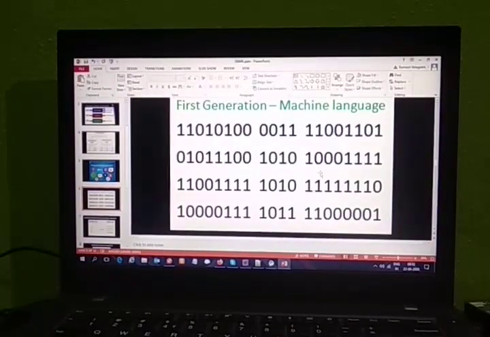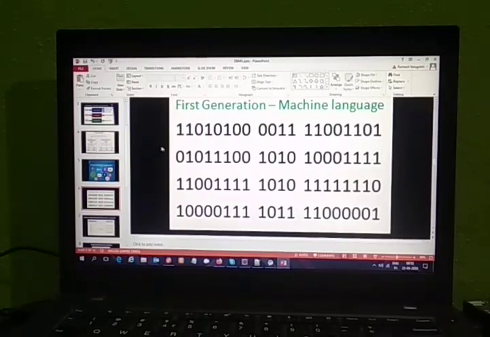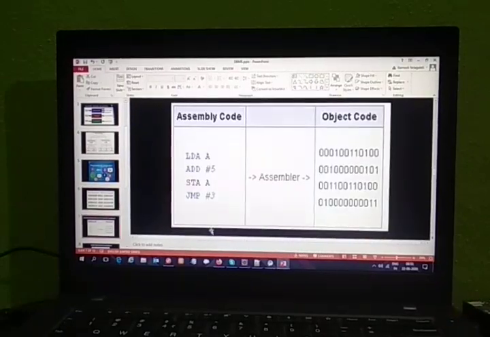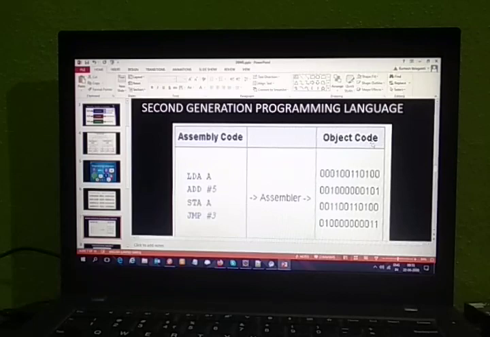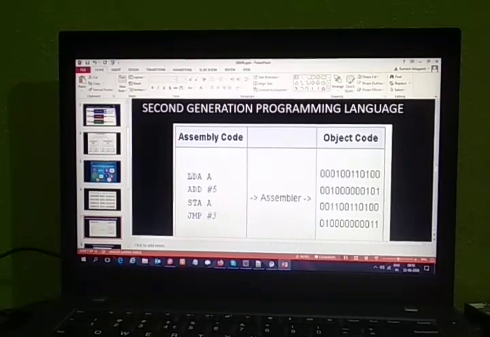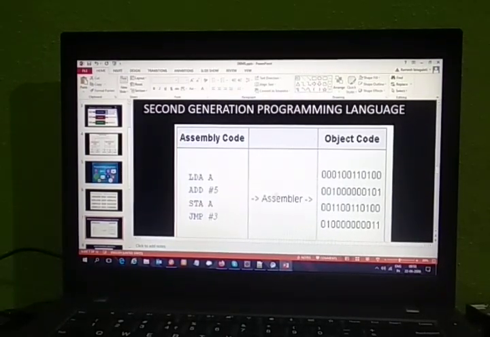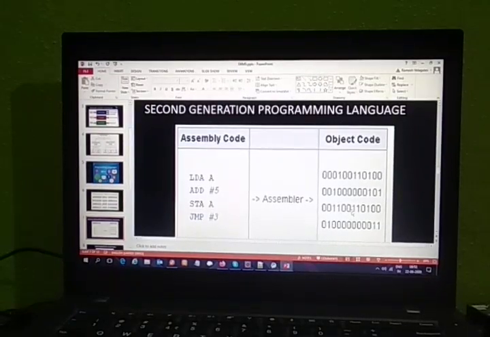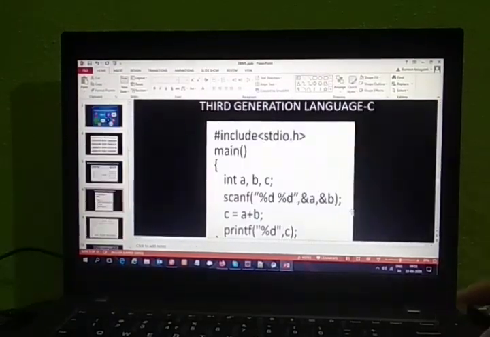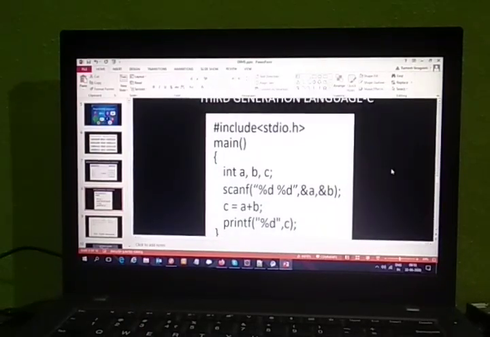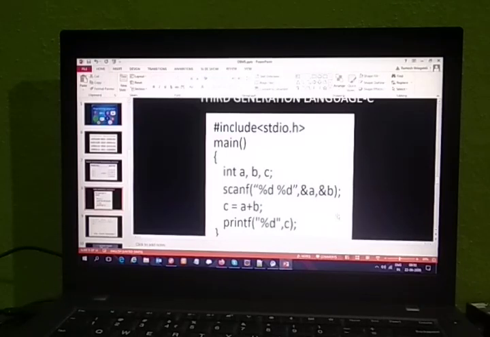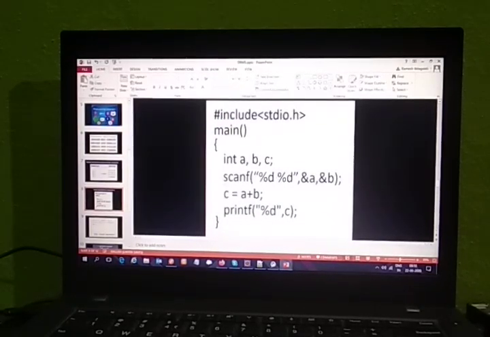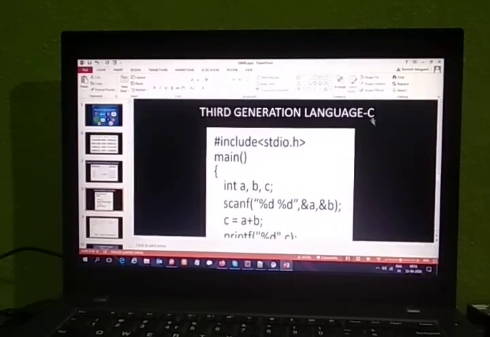The first generation programming language is machine language. See, zeros and ones, only binary code. Second generation language: here we have assembly code, object code. This is the assembly code, and using an assembler it is converted into machine level language. Third is the third generation language, a C example to add two numbers. See, this code is written in the third generation language, C language.